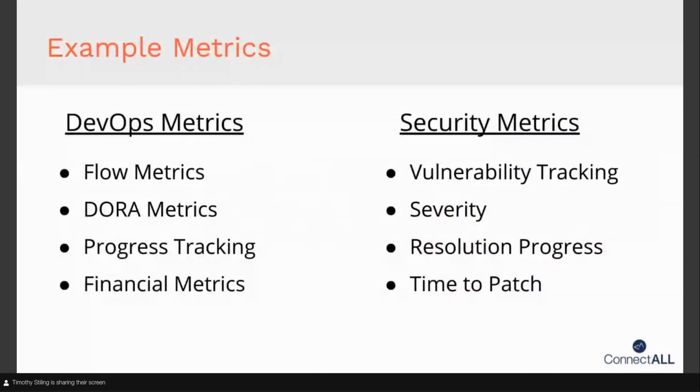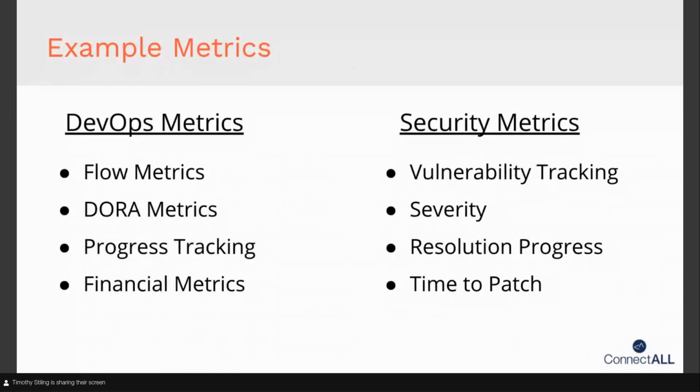Now, some example metrics for us to consider. Here on the left-hand side, we have DevOps metrics. So these are metrics like the flow metrics, where you're able to track the velocity, the DORA metrics, the progress tracking, so seeing how far along you are in your initiatives, your epics, your stories, and then financial metrics to see if you're on budget.